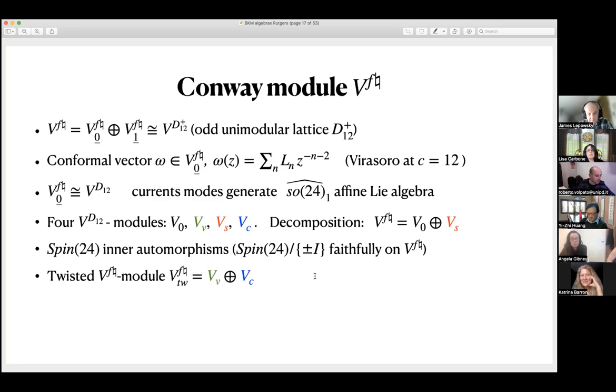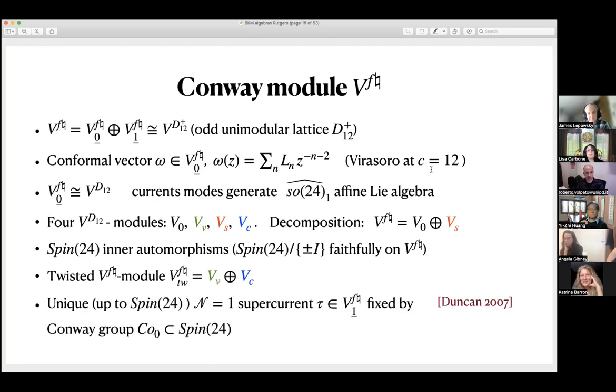Now, in order to build the BKM superalgebra, I don't just need a conformal vector, which generates a Virasoro algebra, but I really want to have an N=1 super Virasoro algebra. So I also want to have a super current, or super conformal vector, which is another element inside, and it's such that the modes of the supercurrents with the Virasoro modes generate the N=1 super Virasoro.